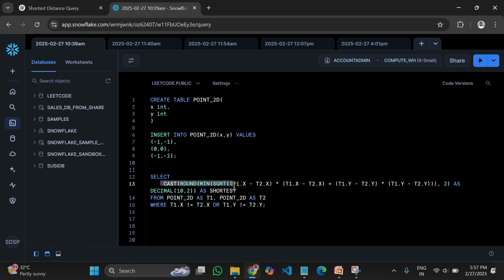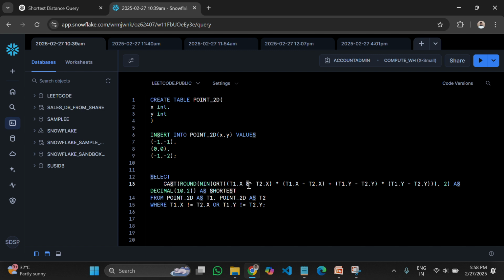Select cast of round of min of square root. This part of the query selects and calculates the shortest distance between any 2 points. Let's break it down further. From point 2D as T1 and point 2D as T2, the table point 2D is joined with itself using aliases T1 and T2. This allows us to compare each point against every other point in the table.